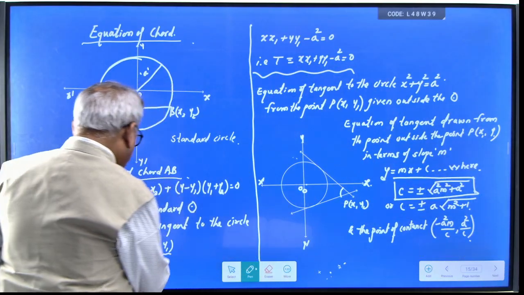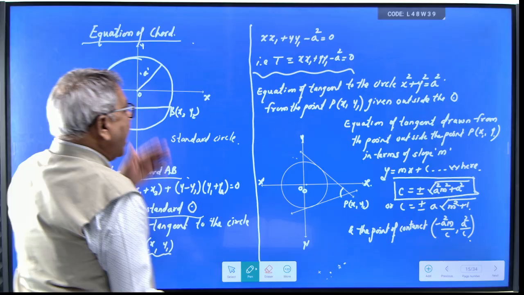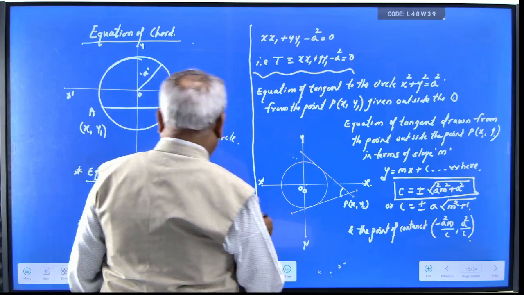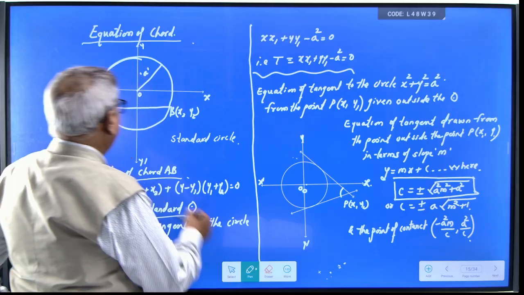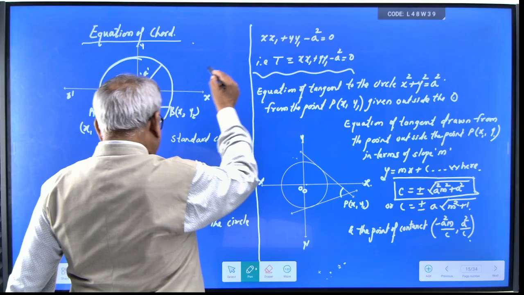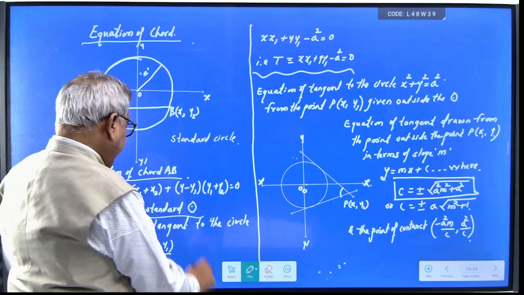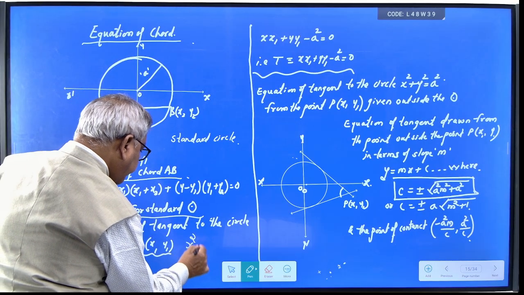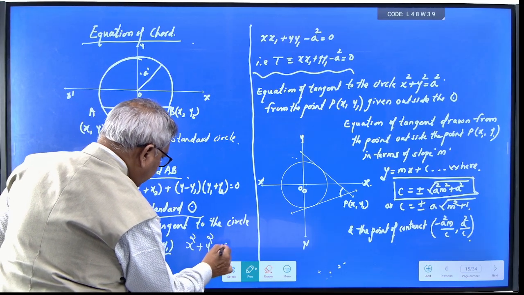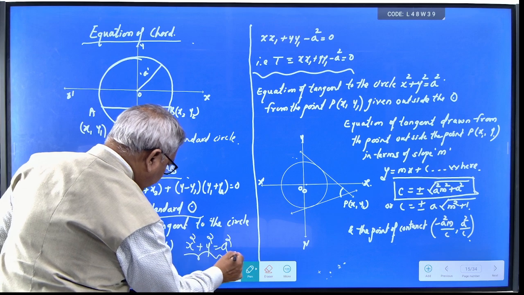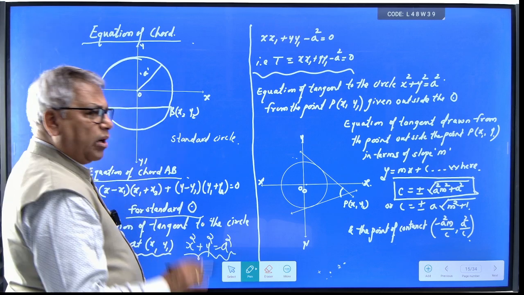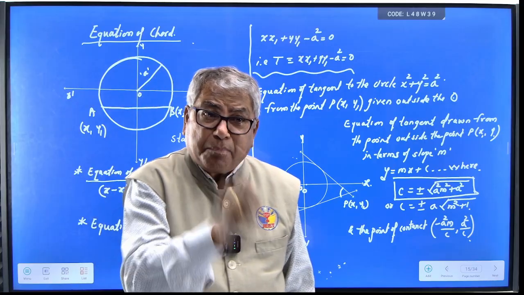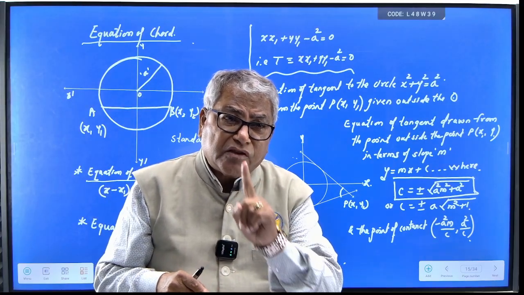Further, this is the equation for the standard circle, and now the equation of the tangent. Correct. At this point. What is the equation of the circle? Equation of the tangent to the circle at (x1, y1), the standard circle x square plus y square is equal to a square. For a tangent, the point should be on the circle.